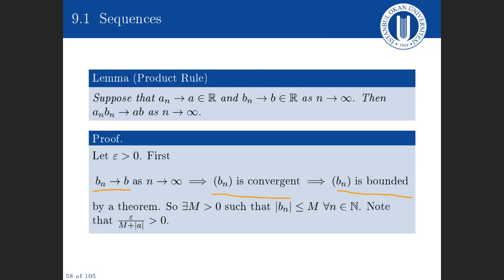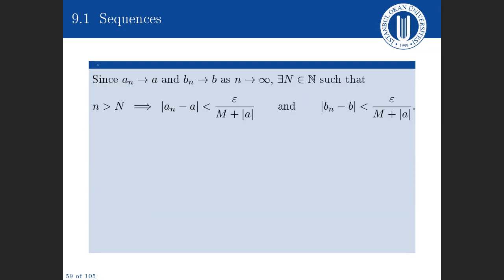Now note that epsilon divided by (M plus the absolute value of A): these three numbers are all positive. Positive divided by positive plus positive, this is positive. Because a_n converges to A and b_n converges to B, there must exist some number capital N such that for small n bigger than capital N, the distance between a_n and A is always smaller than this positive number, epsilon over (M plus |A|), and the difference between b_n and B is also smaller than this.